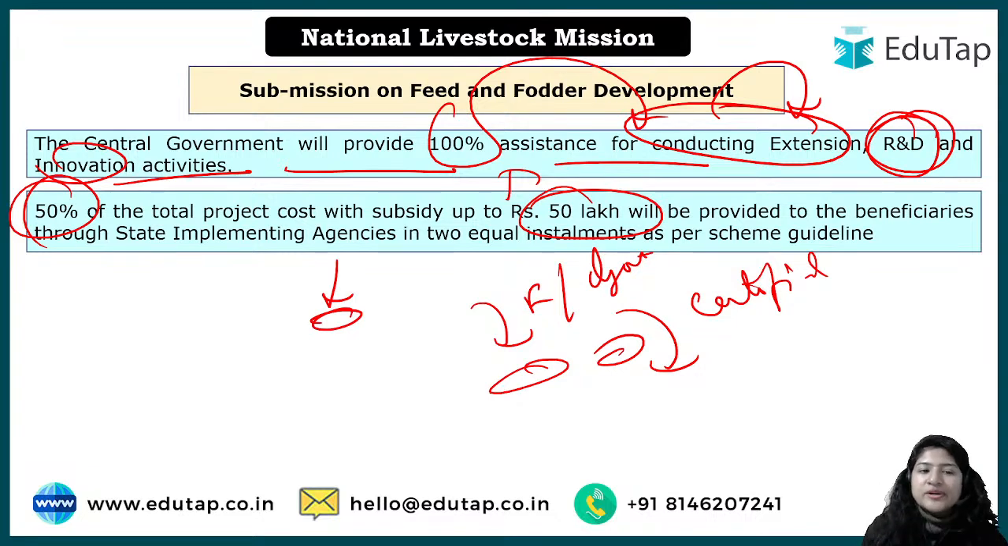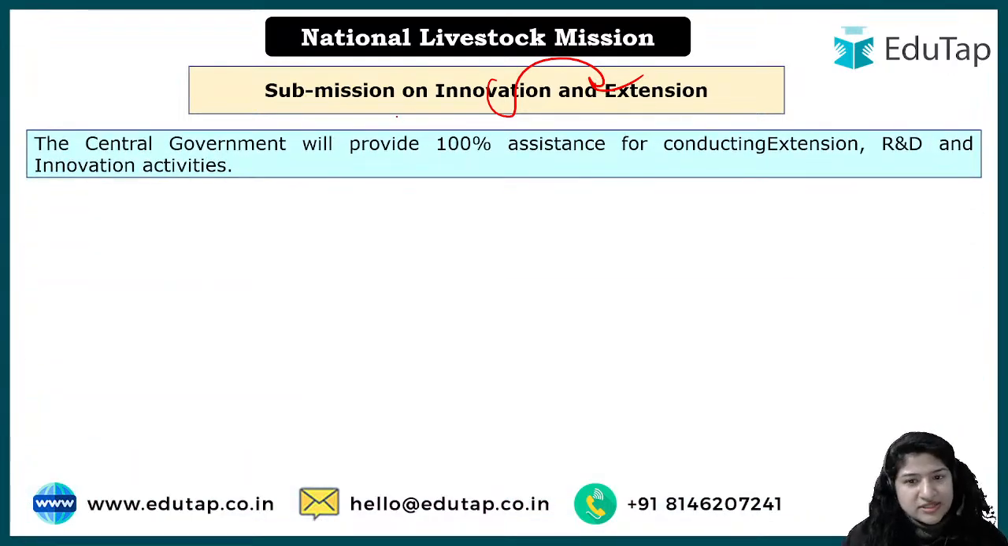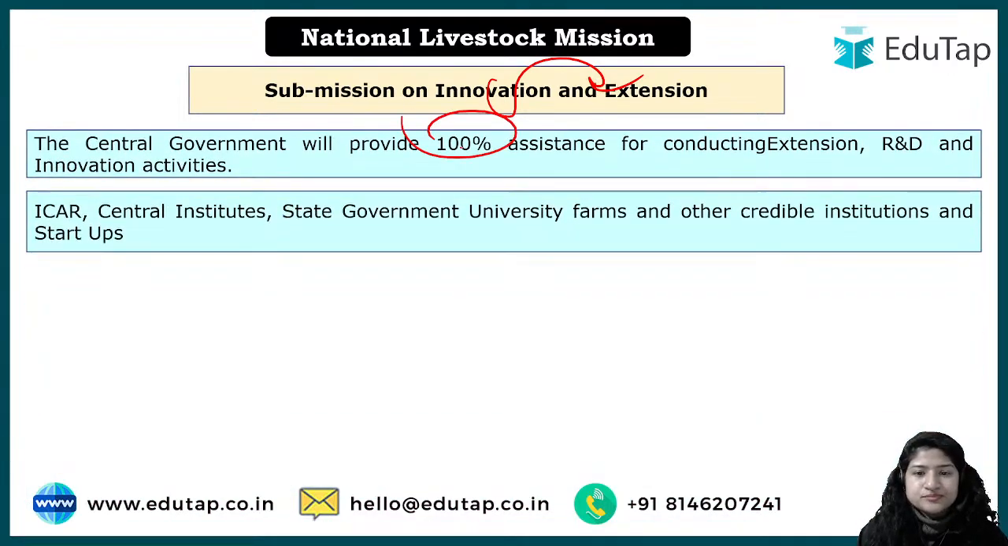So for that, 50% of the project cost will be borne by the central government, and there is a limit of up to 50 lakh. Okay, last is innovation and extension. Again it says everything. Okay, 100% will be given by that. And who will be involved under this?